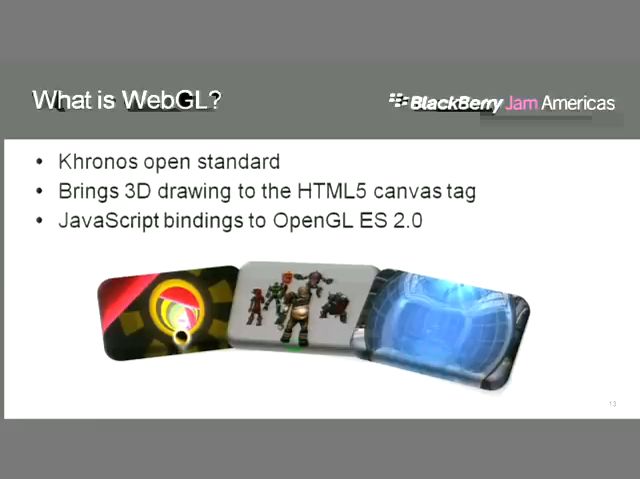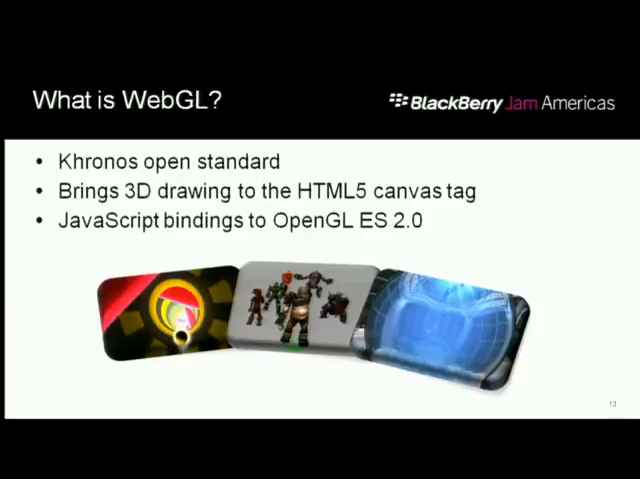OK, so there's a variety of different ways to think of WebGL. I'm just going to go through a quick what is WebGL from a variety of different perspectives. The first perspective is that it's an open standard created by the Khronos Group for drawing 3D graphics in the web. Another way you can look at WebGL is that it brings 3D drawing to the HTML5 canvas tag. Before, you would create a canvas and get a 2D graphics context. Now you can create a canvas and get a WebGL graphics context that you can do 3D drawing with. Additionally, the way I think of it as a browser implementer of WebGL is that it's simply a set of JavaScript bindings or wrappers on top of your OpenGL ES 2.0 commands.